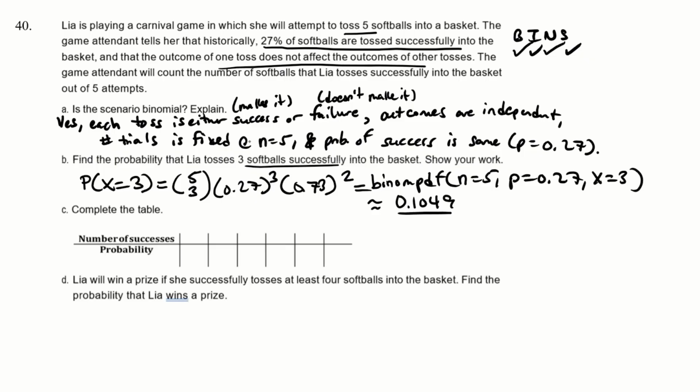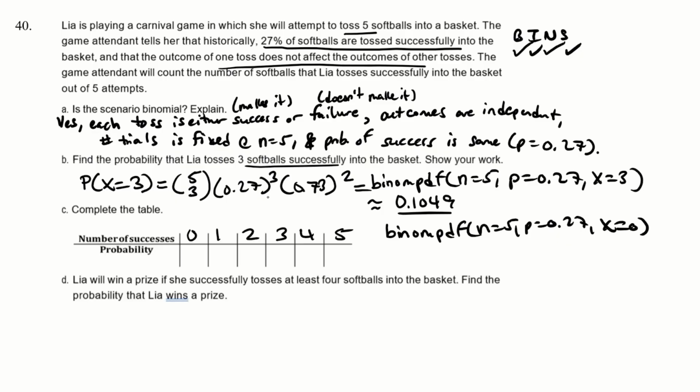All right, so now we're going to complete the table. So completing the table requires us to do the binomial formula a bunch of times. Okay, so we can either have 0 successes, 1, 2, 3, 4, or 5. I'm not going to show you all of them because it's going to take time to do all of them. We're just going to use the binomial PDF on the calculator. So I'm just going to show you 0. For 0, we use binomial PDF, n equals 5, p equals 0.27, x equal to 0. And then do the same thing for x equals 1, 2, 3, 4, 5.